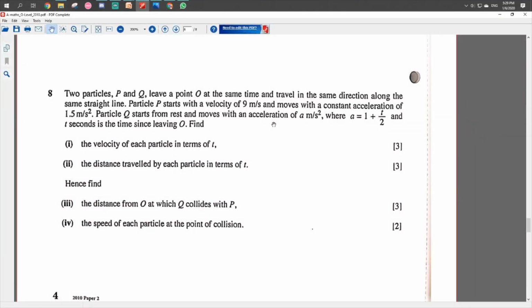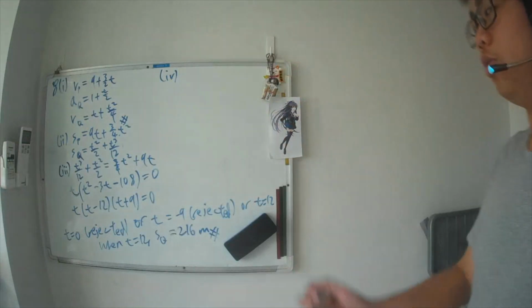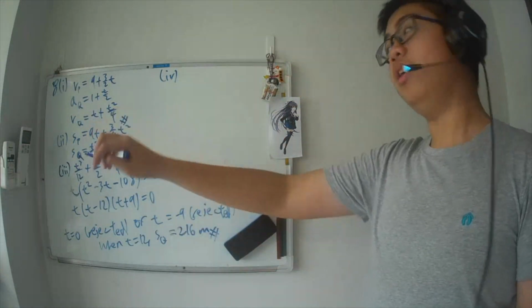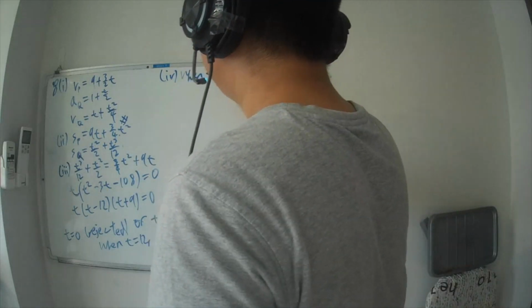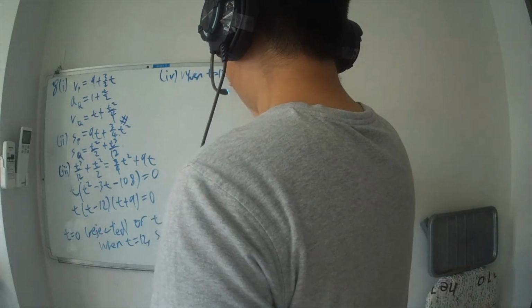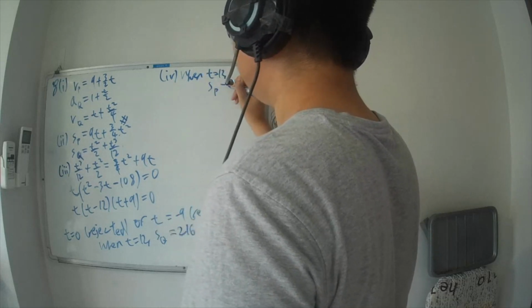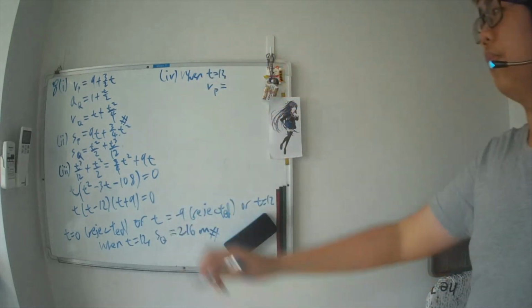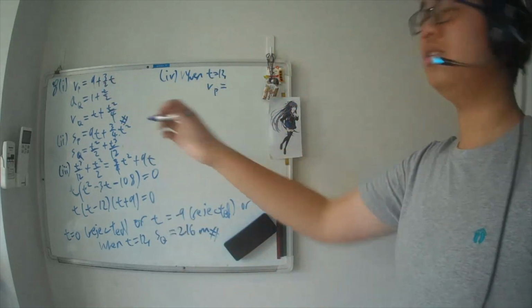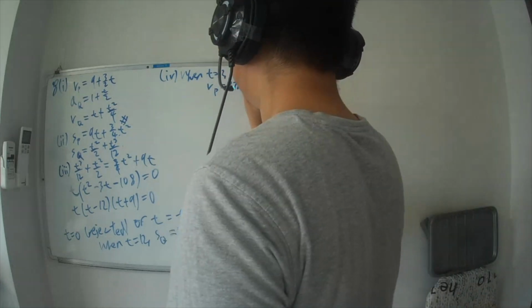So the last part is find the speed of each particle at the point of collision. So that is quite simple. You just substitute t equals 12 into my v's, right? So when t equals 12, then we have VP is equal to 9 plus 3 over 2t, so that is just 9 plus 18, 27 meters per second.